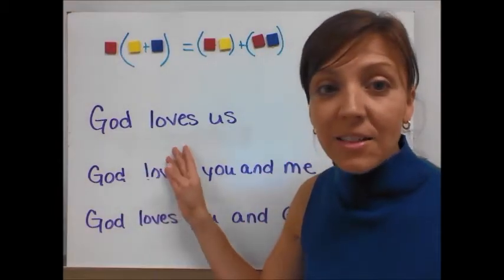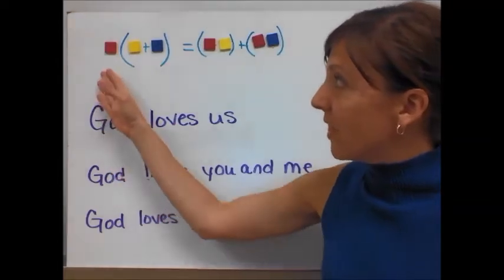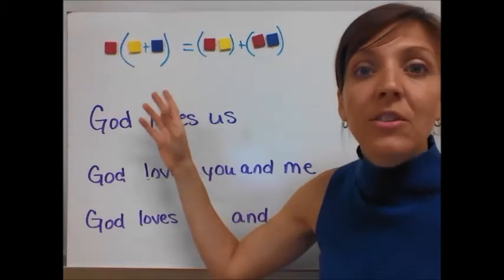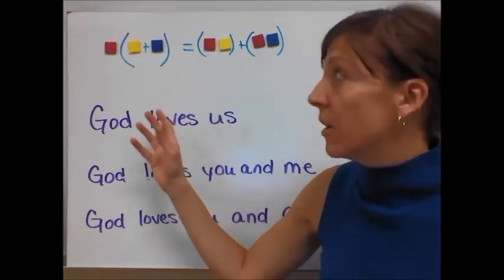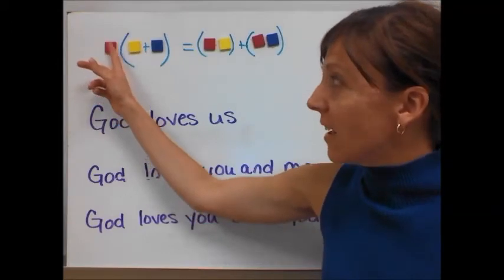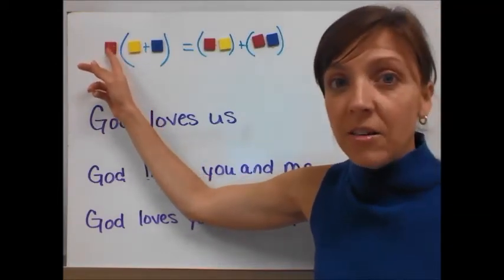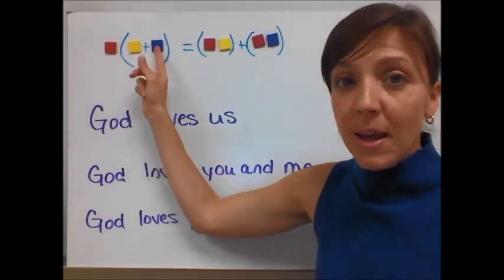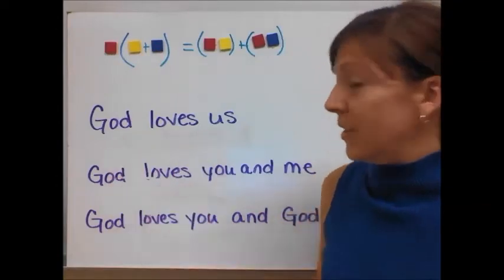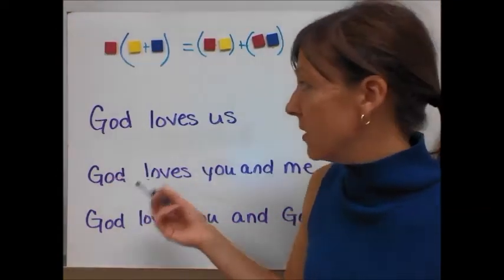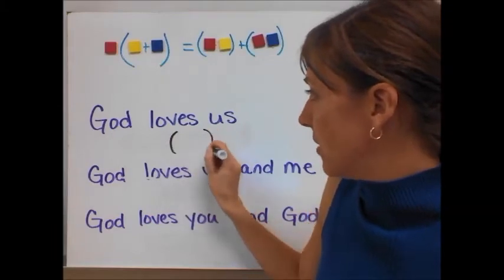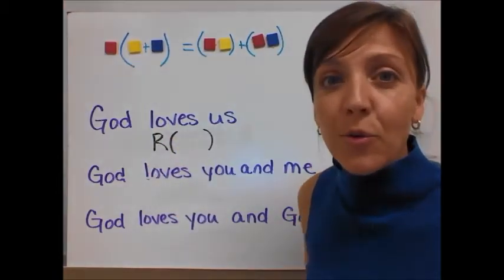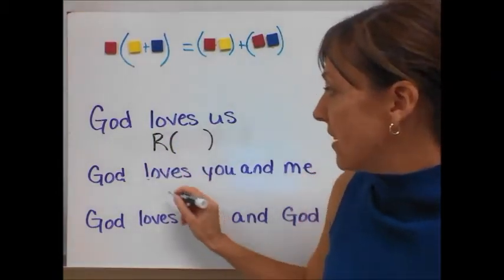Okay, let's take a look at this and think about God's love for us and how He distributes His love to all people on the earth. And let's say that this red block out here is God, and this yellow block is you, and this blue block is me. So God loves us. God loves everybody in the world. And so let's say that the parentheses is like the world. Okay, and God is looking at the world with love. Okay, well, what's inside of here?